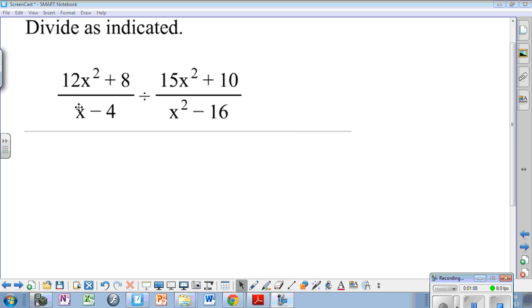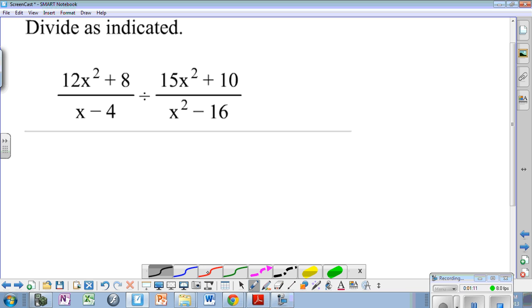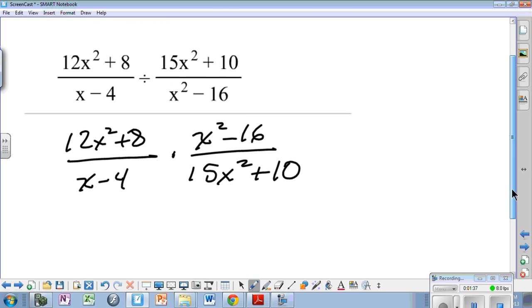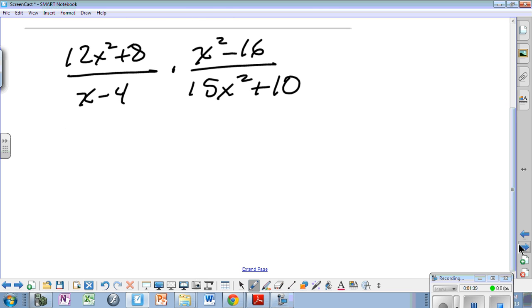All right, so the first thing I'm going to do is rewrite this as a multiplication problem, and then the second thing I'm going to do is look for factors of the terms. So remember, when you rewrite a division as a multiplication problem, as I previously stated, you multiply by the reciprocal, which is what I've just done. Change this to a multiplication problem. And now the very next thing is that I need to factor the terms.